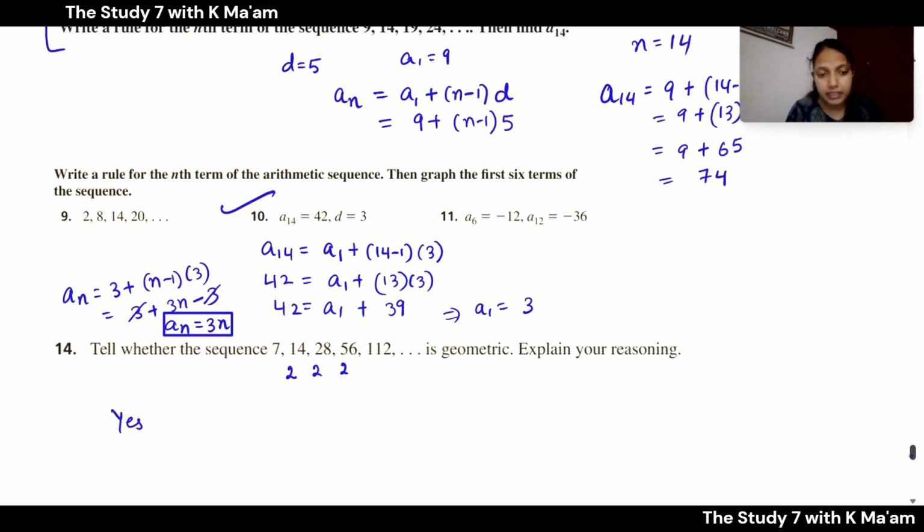So yes, the common ratio is 2. So it is a geometric sequence.